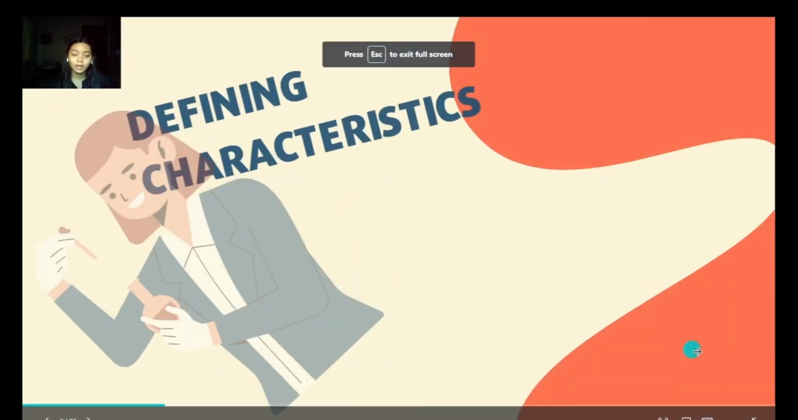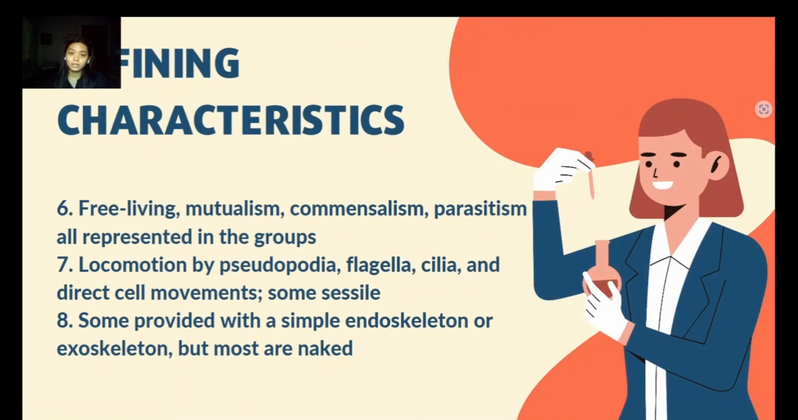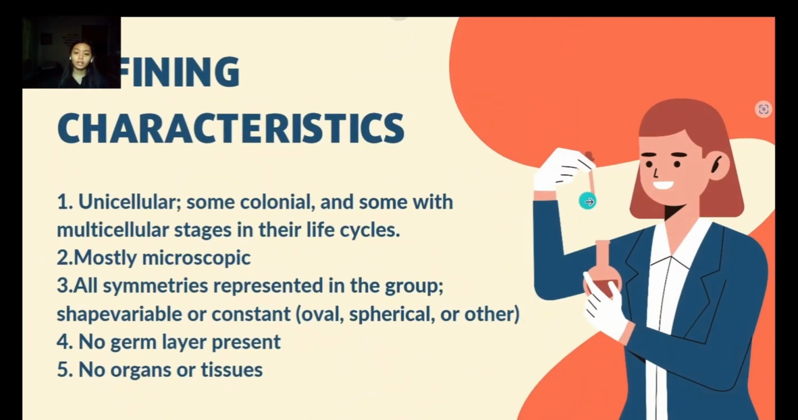Good day everyone, I'm Kika Cabanas and I am going to discuss to you the characteristics of our eukaryotes. So our eukaryotes are unicellular. Yes, they are unicellular, some of them are colonial, and some with multicellular stages in their life.